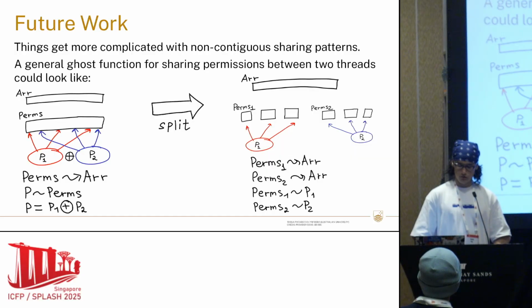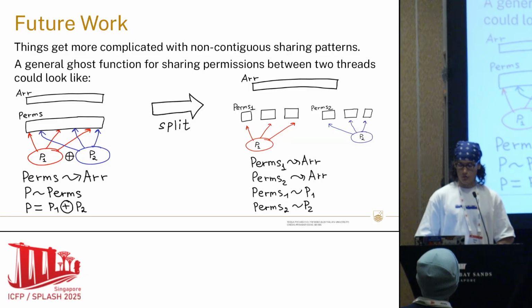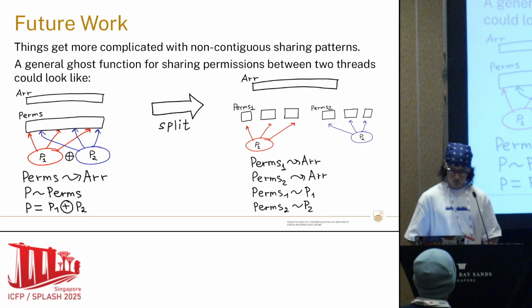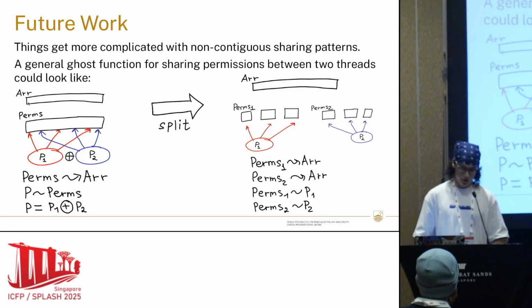So let's think. This is just a very recent slide. I just made it very recently. What could be the function for sharing permissions between two threads? We have an array, and we have permissions. And we want to split it in this fashion. We want this subset of permissions and this subset of permissions. And they are not overlapping, but they are not contiguous.